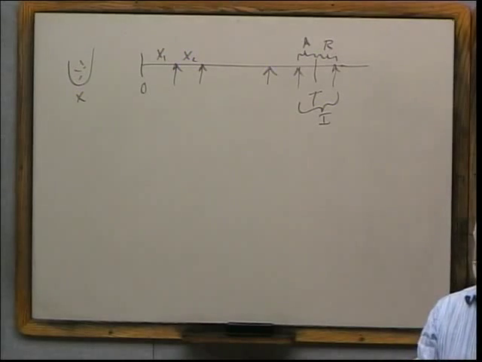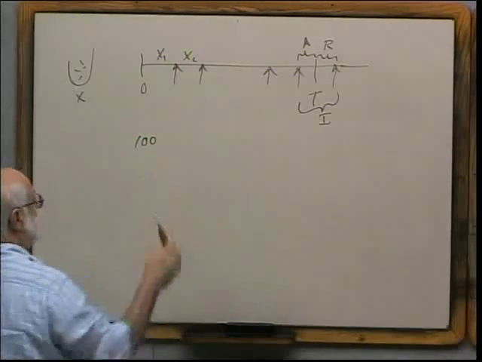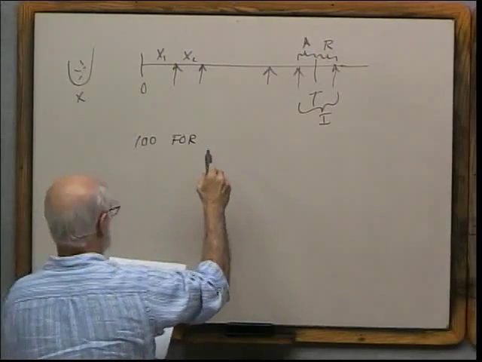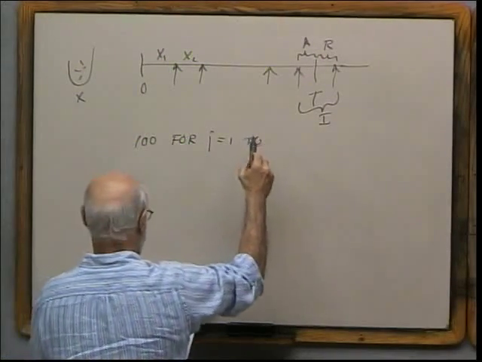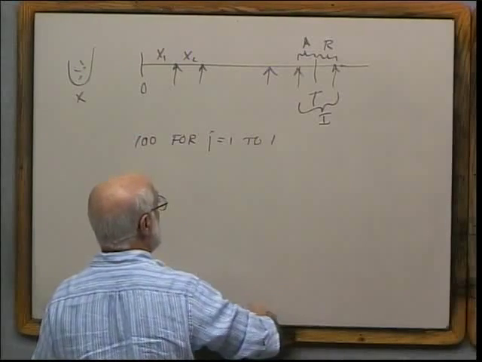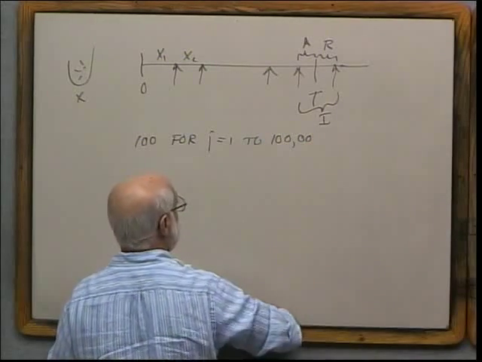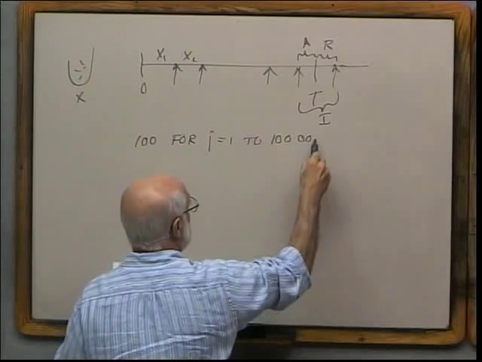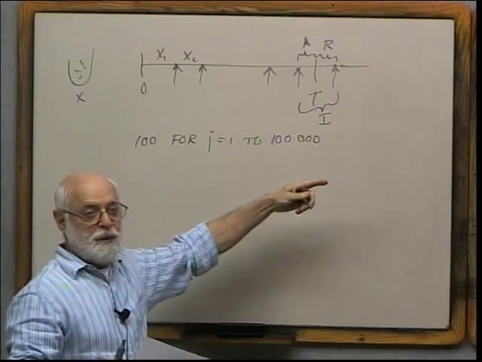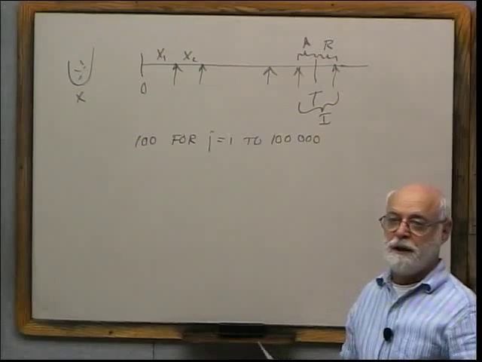Okay, so here's statement 100. It says for J equals 1 to 100,000. Now, you don't have to do 100,000. In fact, the more samples you take from the urn, the more accurate your answers are going to be. But of course, the longer it's going to take the simulation to run. But nowadays, I think you can do 100,000 in a wink of an eye. So you could do 1,000,000, for example.